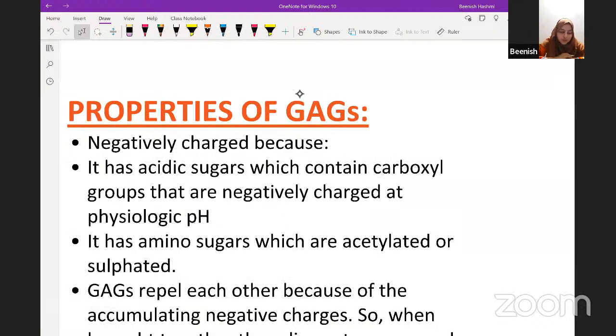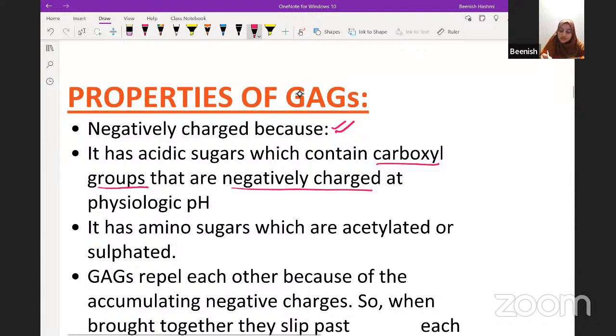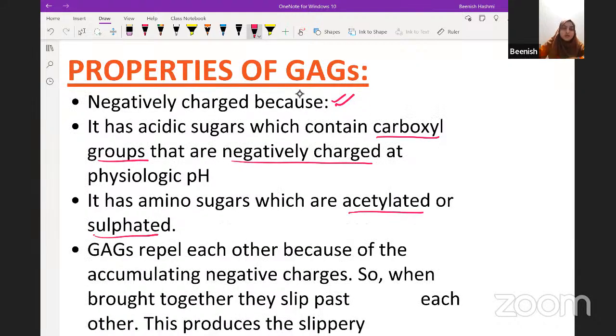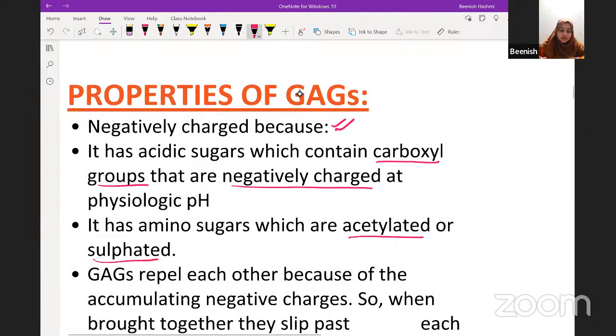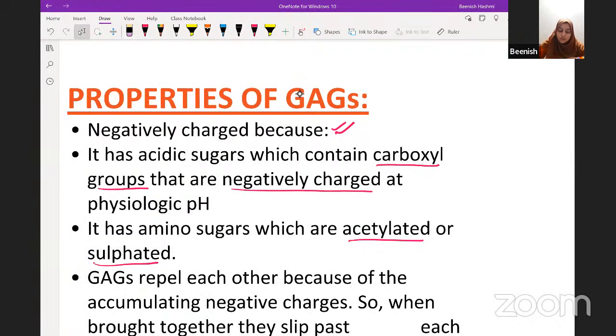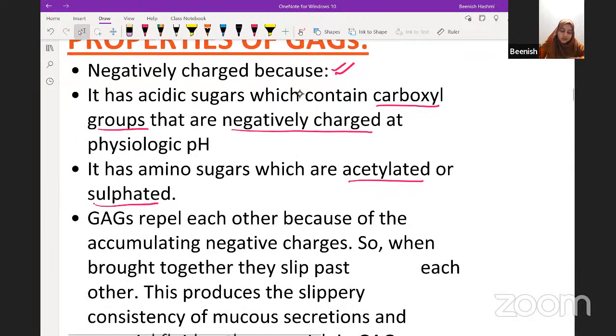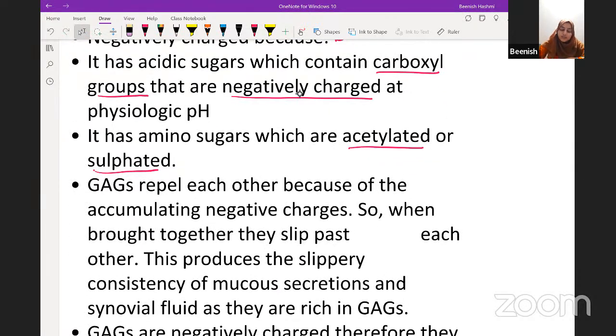Talking about the properties of GAGs, it is negatively charged. Why? Because it has carboxyl groups that are attached to it. So it gives it a negative charge at physiological pH, and the amino sugars which are acetylated or sulfated also give it a negative charge. So the negative charge on GAGs is owing to the carboxyl group present and the acetyl or the sulfates that are present. Now the GAGs repel each other because of the accumulating negative charges.